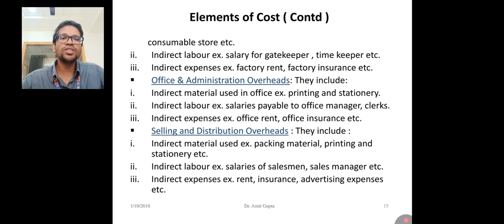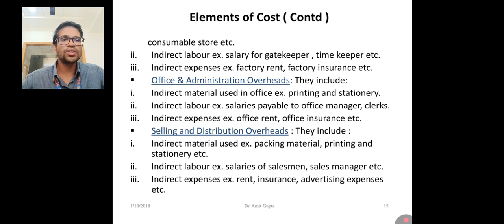Then office and administration overheads. It includes indirect material, indirect labor and indirect expenses. In indirect material, we can discuss office-oriented products like printing and stationery. Then indirect labor, we can discuss the salary payable to the office manager and clerk. Then indirect expenses: office rent, office insurance.